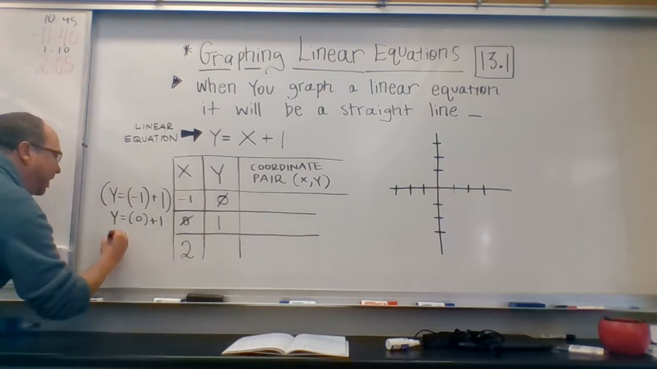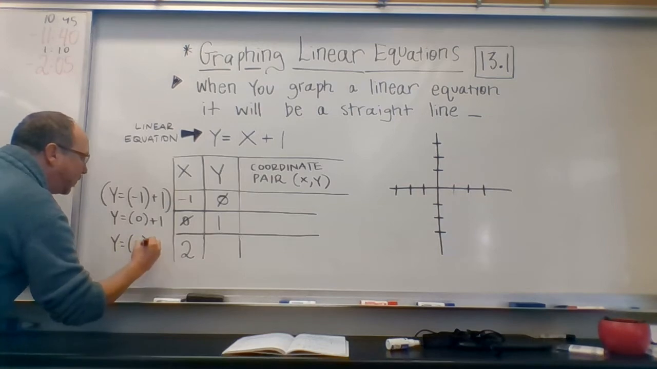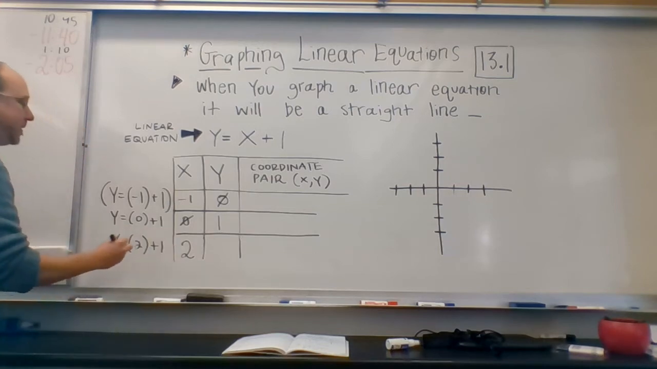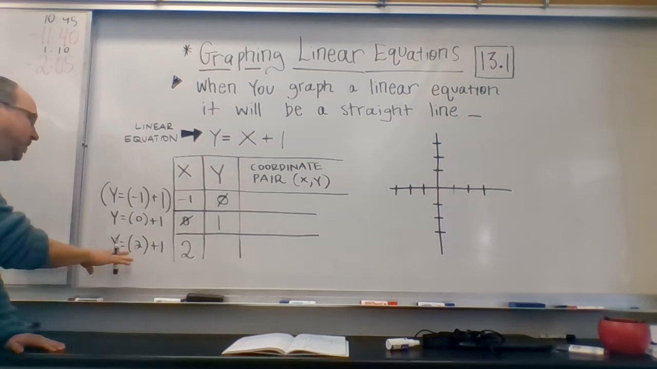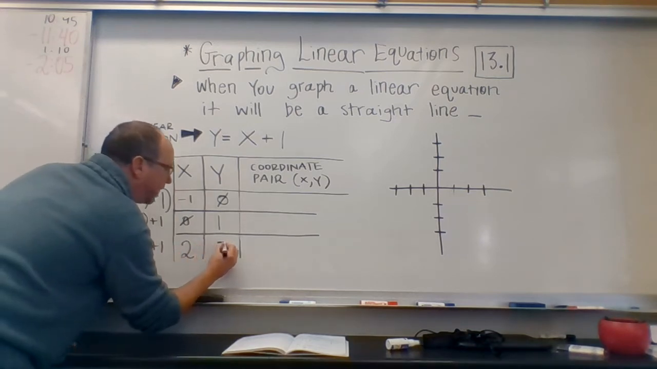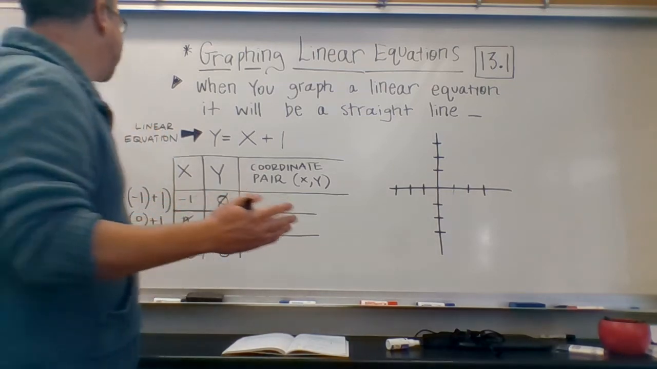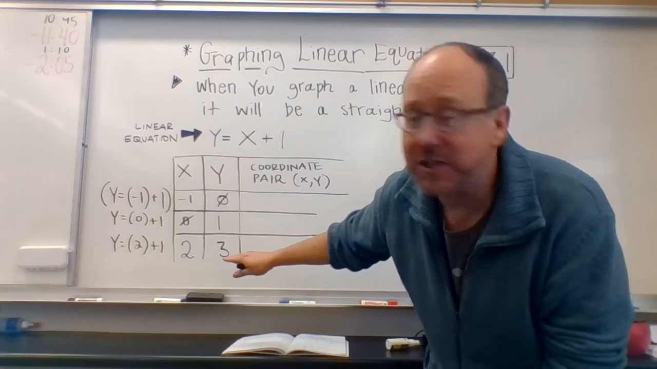Nothing too tricky here, right? And then if x is 2, y is equal to 2 plus 1. That's the other equation we got. So in this case, y is equal to 3. Okay? So that's our deal. We've got this table that we've created using the equations.